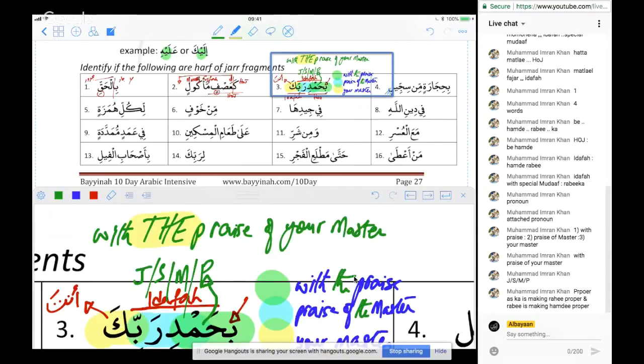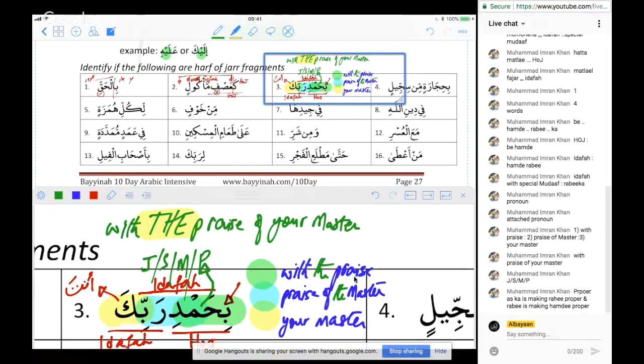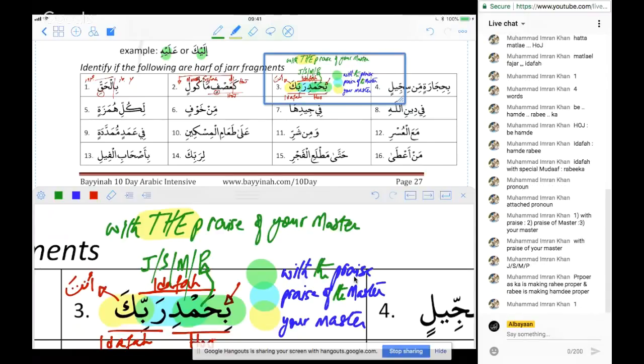It's a subtle difference, but it changes the emphasis. It changes the feeling of it. Okay? With the praise, it makes it definite. So with praise of a master is absolutely correct, but it's less accurate, right? Excellent. Good job. Fantastic. So when you do the irab, try to keep this in mind. Apply this knowledge, inshallah.